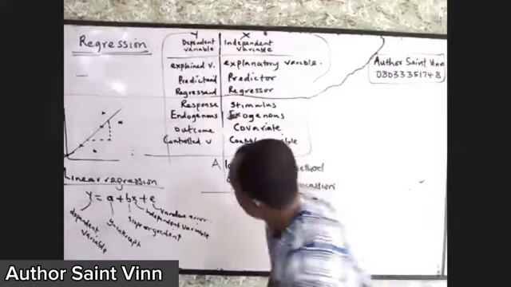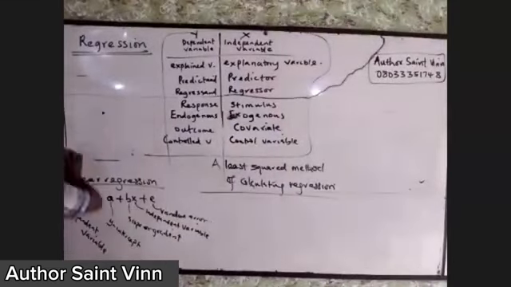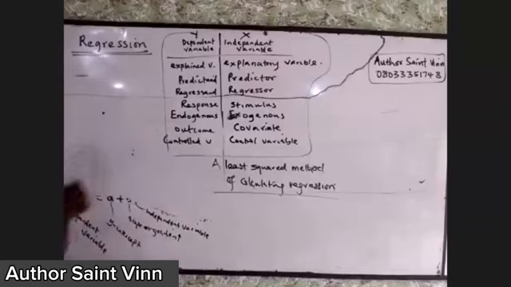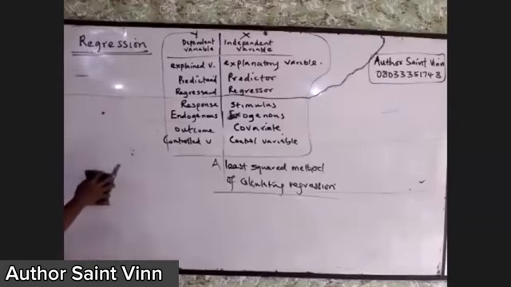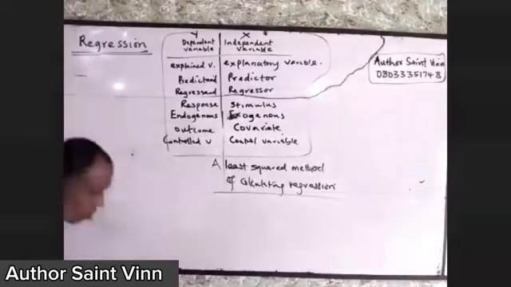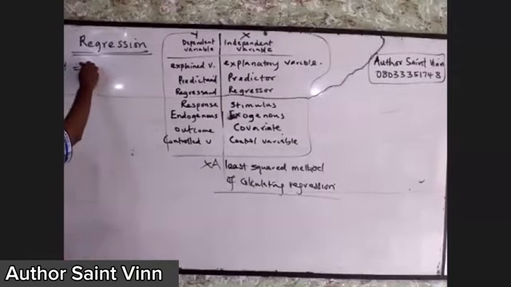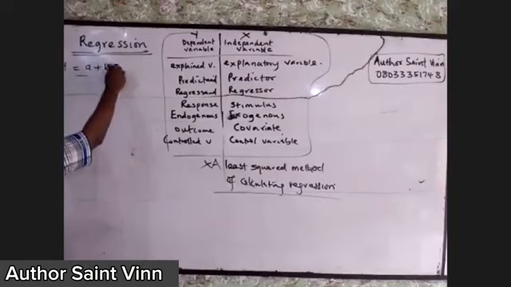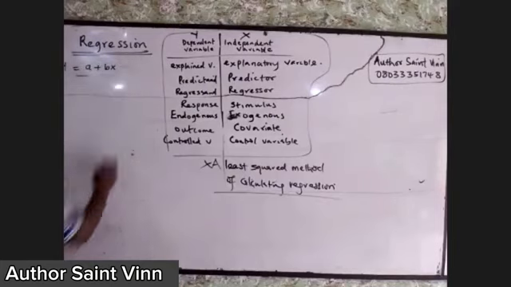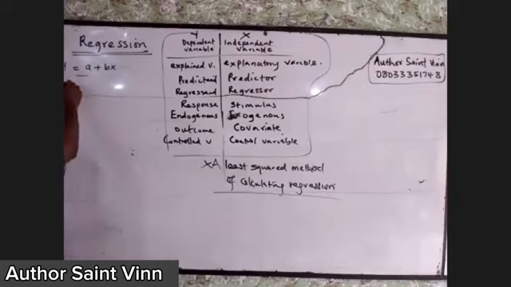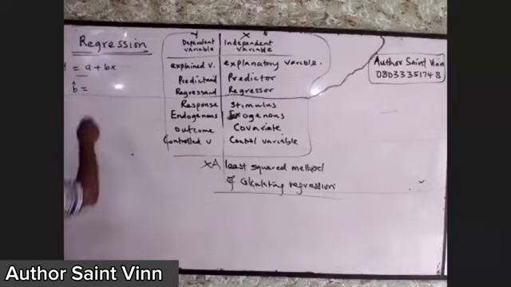Let me write the formula. We have seen the simple linear equation. Regression by least squares, we all know, is Y equals A plus BX plus E. That is done because the error is going to be 0. So now we have to estimate what? The slope. The coefficient of X is the slope. So we have to estimate this. And we did a little of it last time.